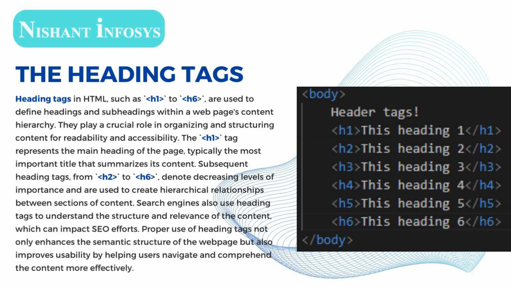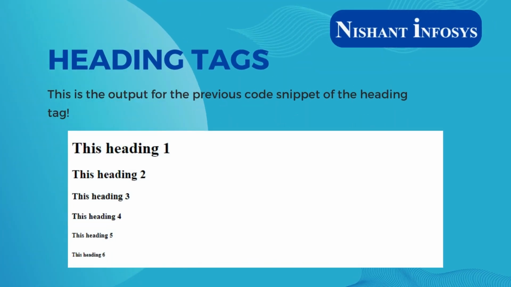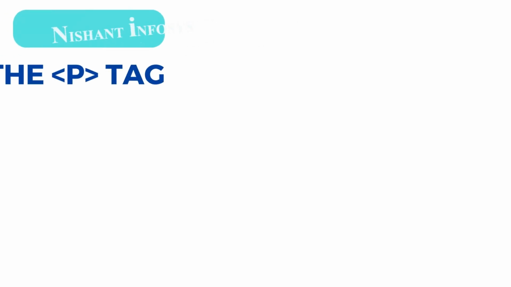The code snippet shows how we can define the headings in HTML code. And this is the output of the code snippet. Next comes the P tag.